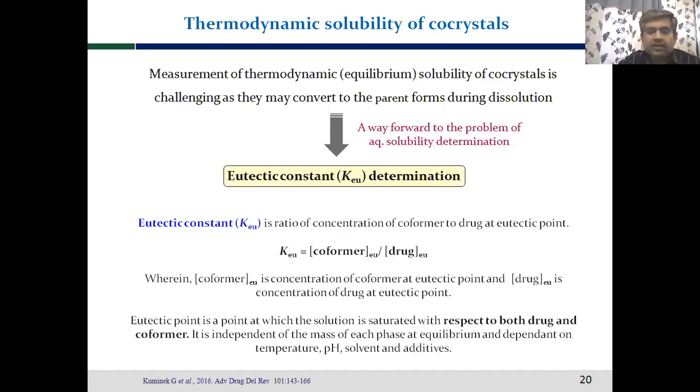Now, eutectic constant is the ratio of concentration of the coformer to that of the drug at the eutectic point, and it is given by this equation, which is shown here, wherein the solubility of the coformer is divided by the solubility of the drug to get the value of the K eutectic. So eutectic point is a point at which the solution is saturated with respect to both the drug as well as the coformer.